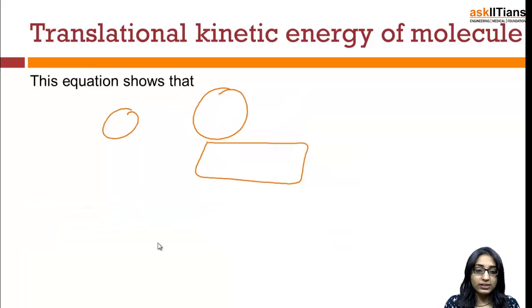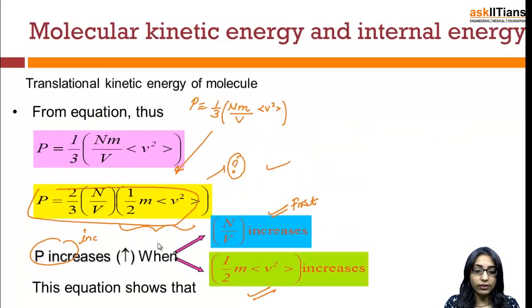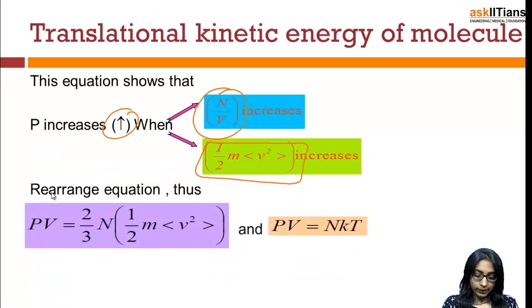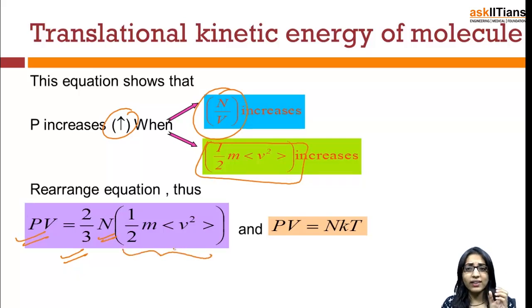I'll ask you to go back to the previous slide, where if I take the volume to the left hand side, I get PV is nothing but 2 by 3 as a separate term taken outside, and hence you are keeping something as the kinetic energy of the molecule.